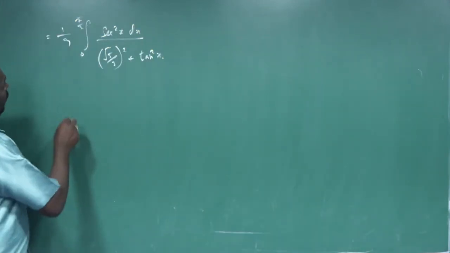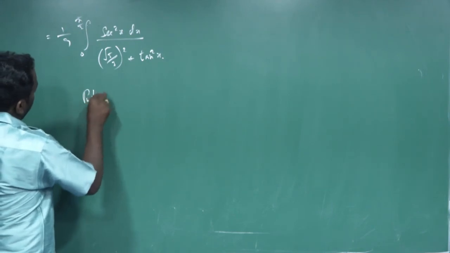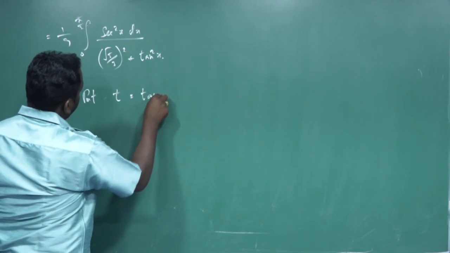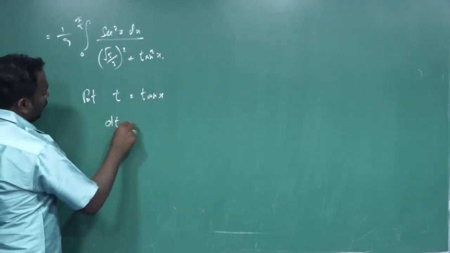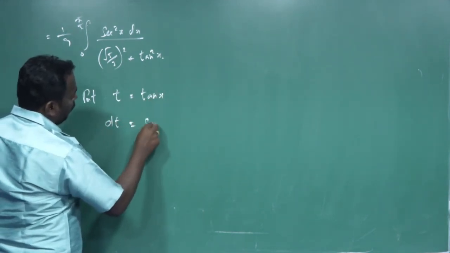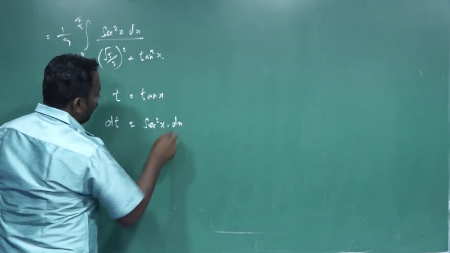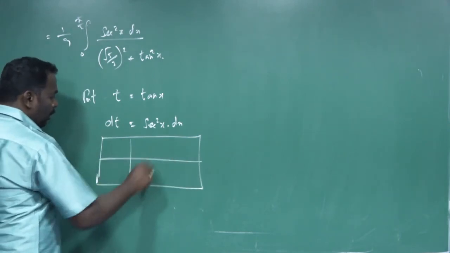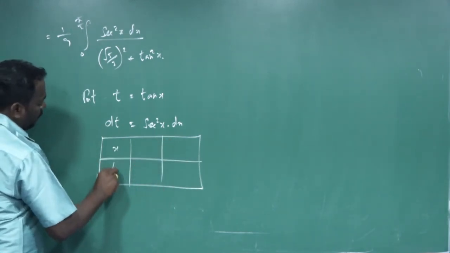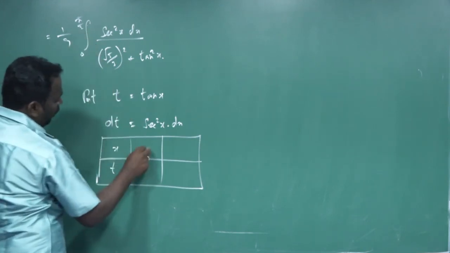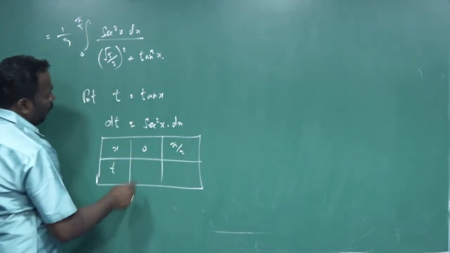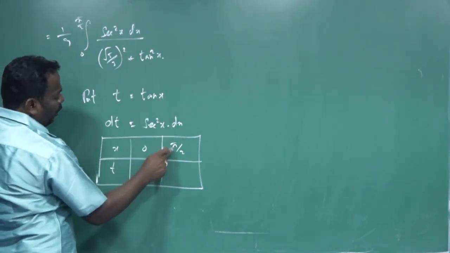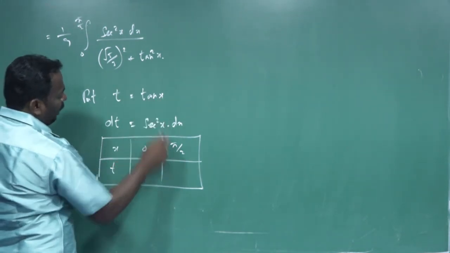Okay, come to next line. Now let us put t equal to tan x. Differentiating, dt equals secant square x dx. Now find out the range, from x to t: x goes from 0 to pi by 2. Put x equal to 0, tan 0 equals 0. Put x equal to pi by 2, that is 90, then tan 90 equals infinity.